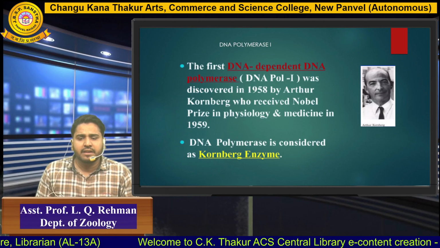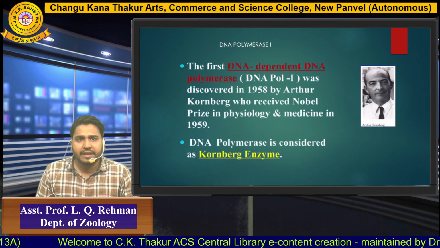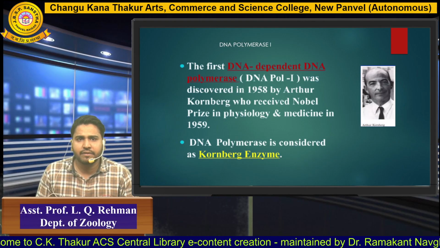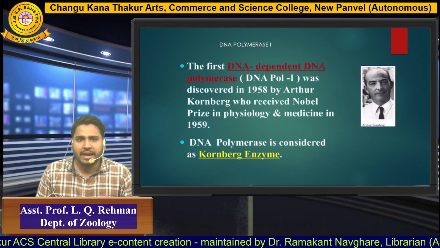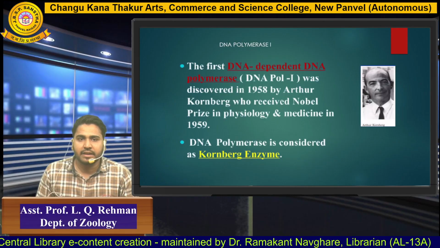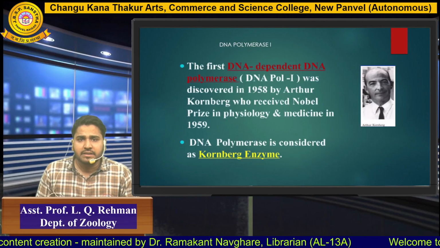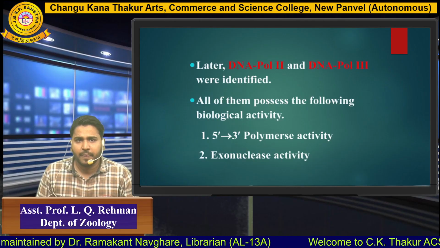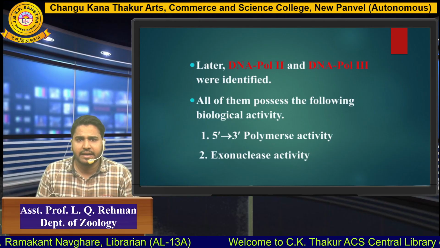Now we'll see DNA polymerase 1. The first DNA-dependent DNA polymerase, which is DNA polymerase 1, was discovered in the year 1958 by Arthur Kornberg, who received Nobel Prize in Physiology and Medicine in the year 1959. DNA polymerase 1 is also considered as Kornberg enzyme. Later, DNA polymerase 2 and DNA polymerase 3 were identified.